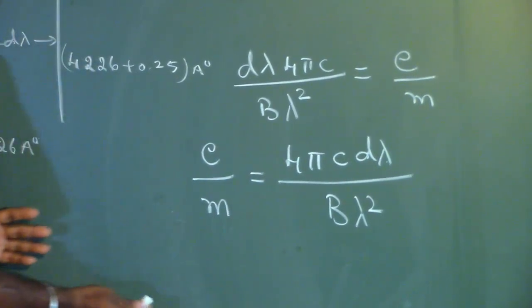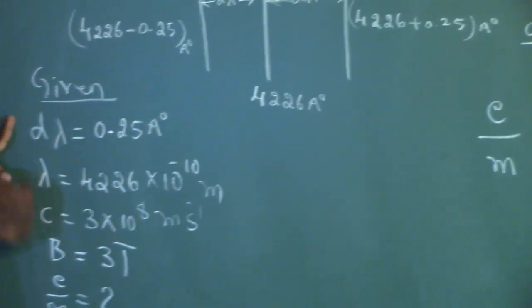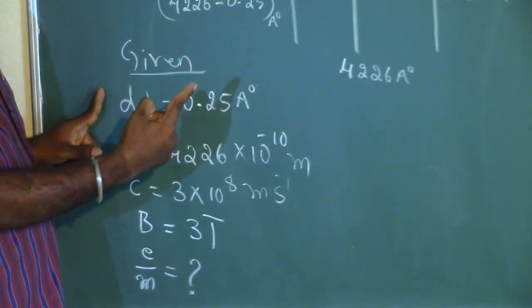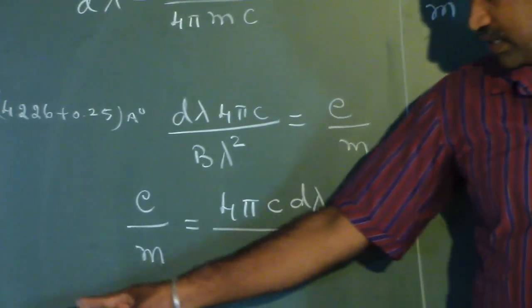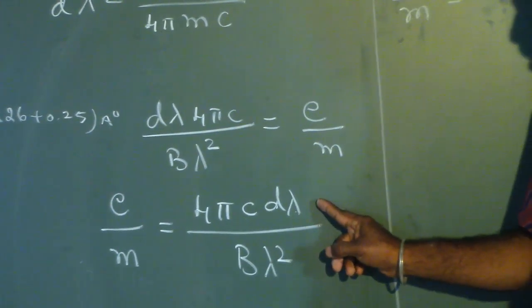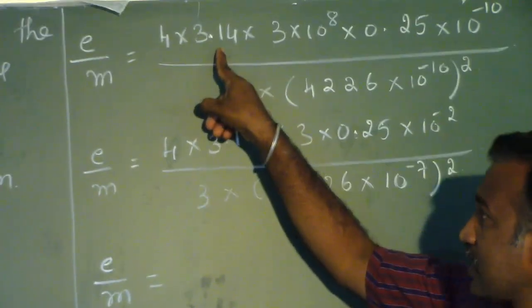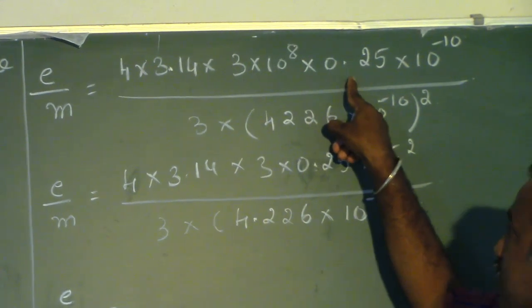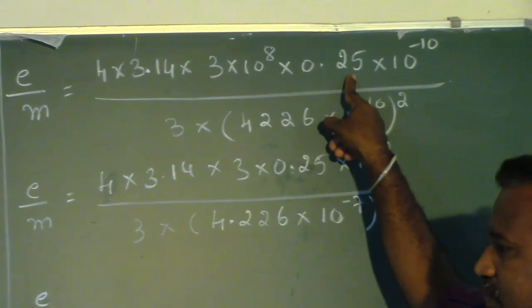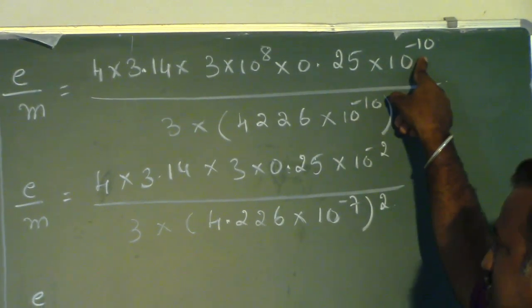Now let us substitute the given values into the equation so that we can calculate the value of the specific charge ratio. So e/m will be equal to 4 into 3.14, the value of pi, into the speed of light, 3 into 10 to the power of 8, into dλ, that is 0.25 angstrom. It has to be converted into meter, so it is 10 to the power of minus 10 meter.